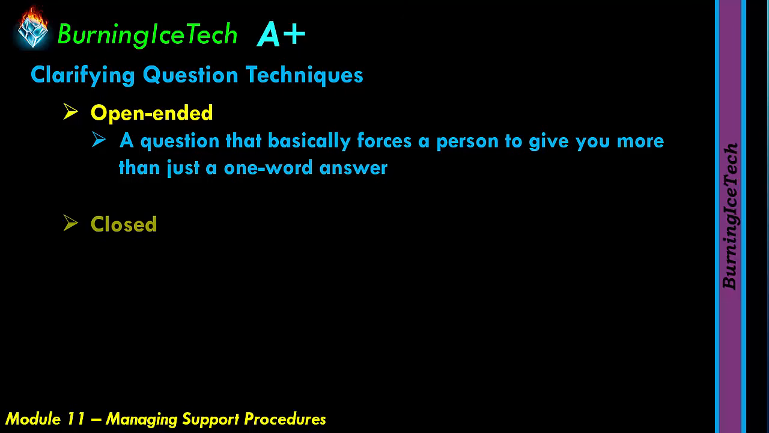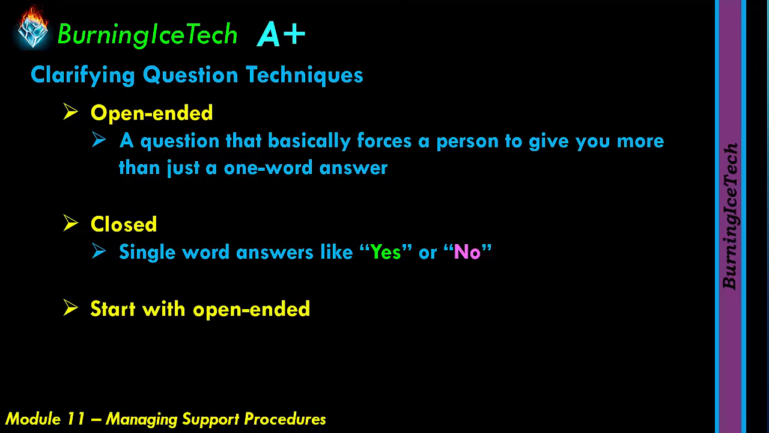If we look at closed-ended questions, that's the one we normally ask. It's a single-word answer, guys. This could be yes or no. It's not limited to that, but that's an example. So when you start asking the user questions, probably because you're busy troubleshooting or you're starting your troubleshooting process, start with open-ended questions. And then once you're done, just to clarify, ask closed questions.